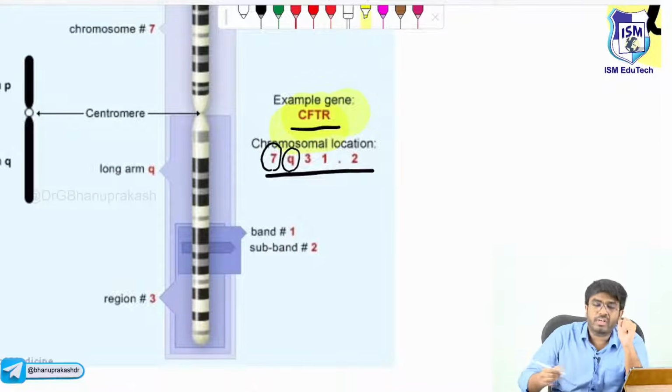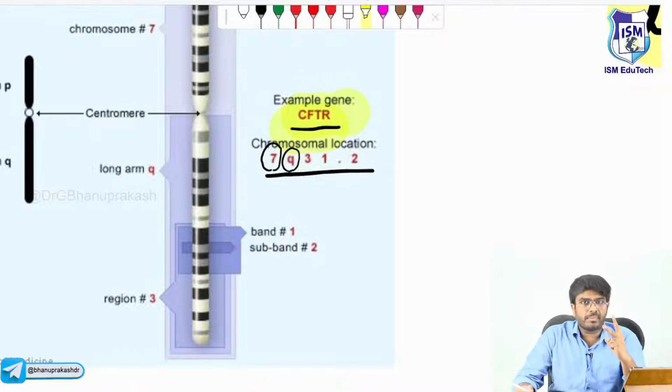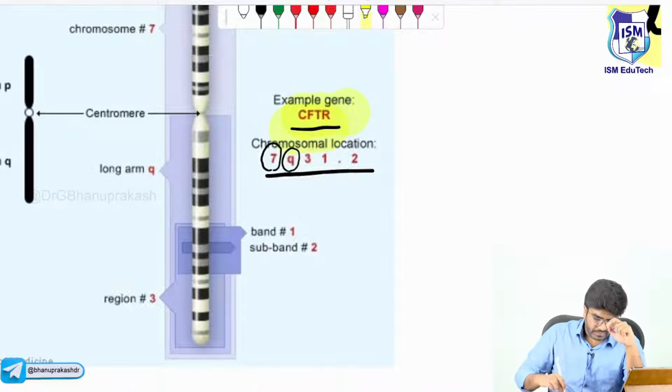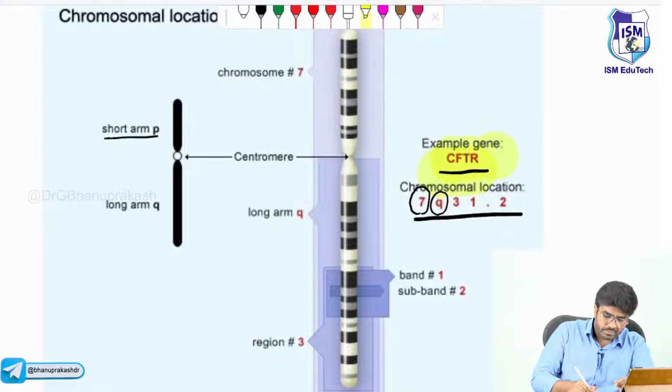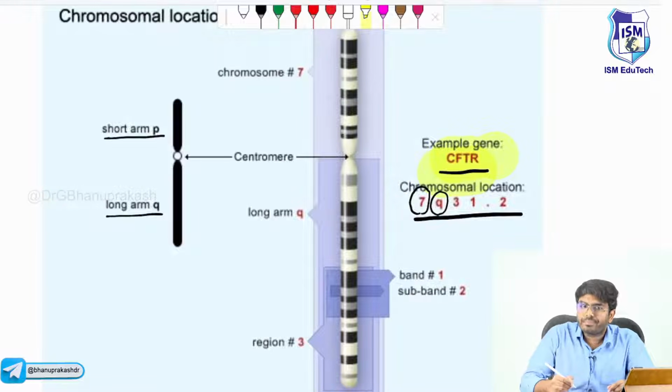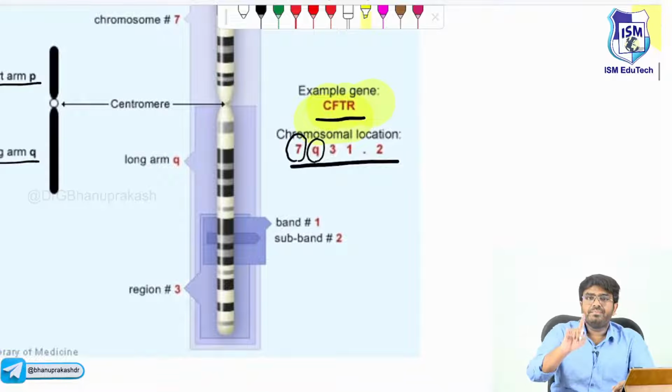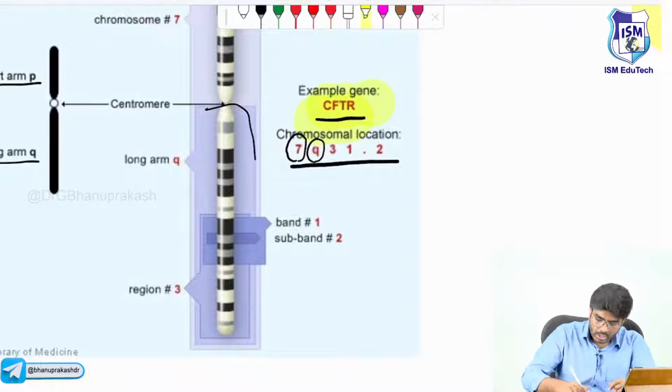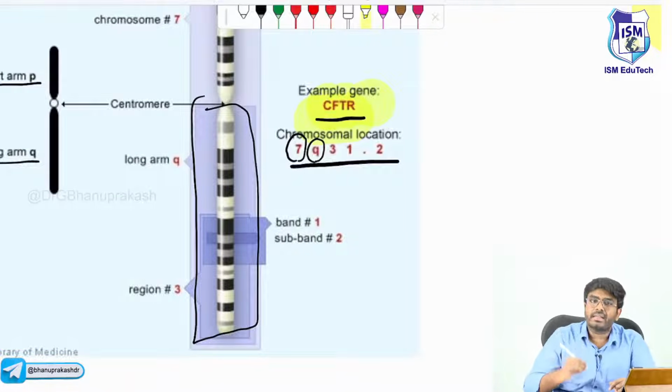Sir, what is this Q? Each chromosome has two arms, a P arm and a Q arm. The P arm is the short arm and the long arm is called the Q arm. Even in this chromosome, you look here, the short arm is called the P arm and the long arm is called the Q arm. So the CFTR gene is present on chromosome number 7 on the long arm. Then where? This is all the long arm.